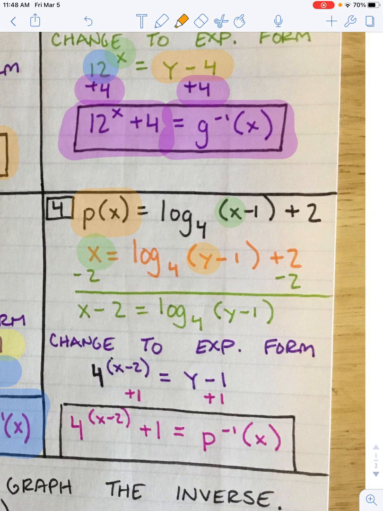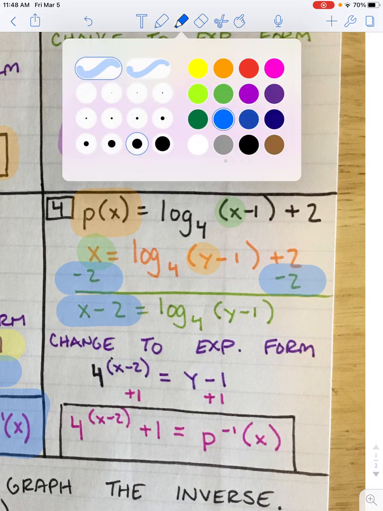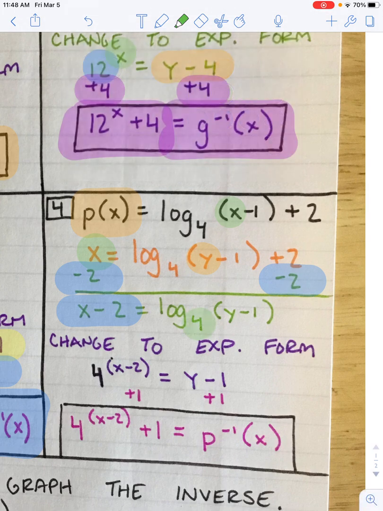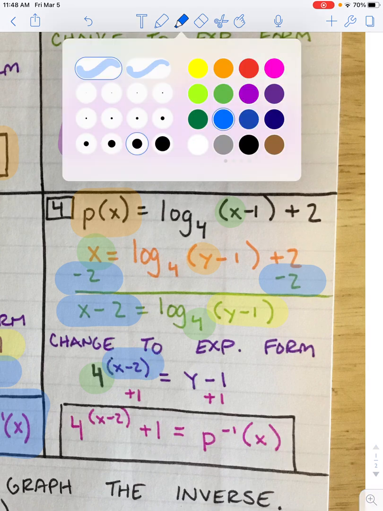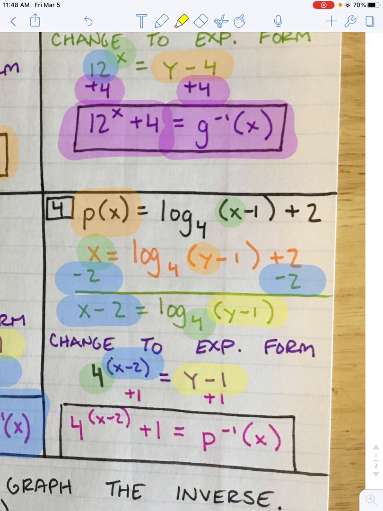So we have to go ahead and get rid of that plus 2 first, and we're going to do that by subtracting 2 from both sides. So x minus 2, we just leave as x minus 2, is equal to the log base 4 of y minus 1. In log form, change to exponential form in order to solve for that y. So what is our base? Our base is 4. So 4 raised to that x minus 2 is equal to y minus 1.